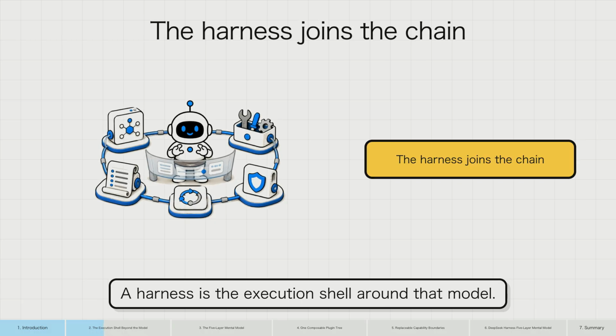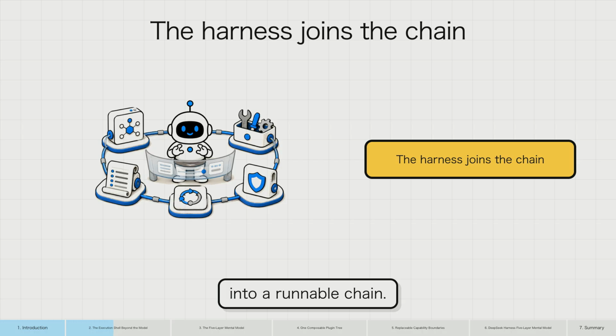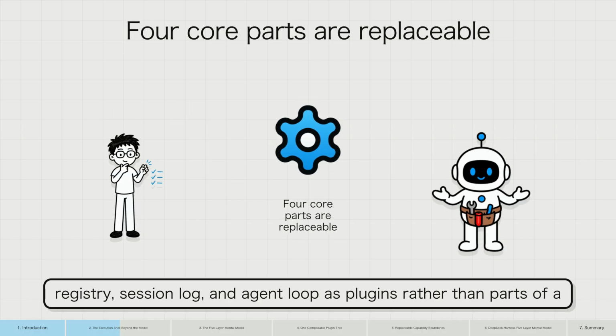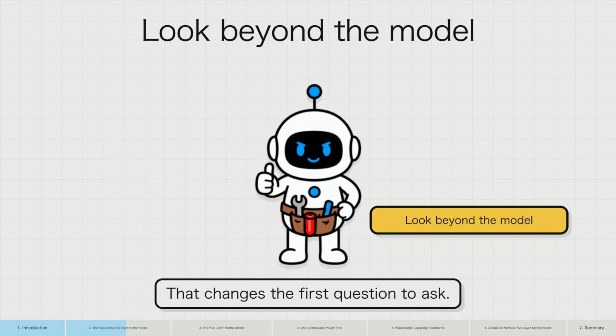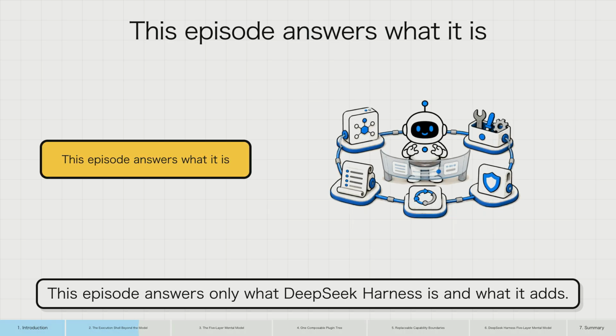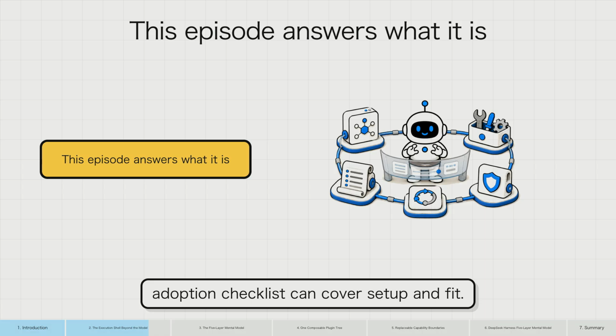A harness is the execution shell around that model. It connects model requests, tool calls, state changes, and human control into a runnable chain. The DeepSeek harness architecture documents treat the model adapter, tool registry, session log, and agent loop as plugins rather than parts of a privileged core. That changes the first question to ask. Do not stop at which model is installed. Inspect which runtime loop, capabilities, state, and controls surround it. This episode answers only what DeepSeek Harness is and what it adds. A separate source reading map can explain implementation, while a separate adoption checklist can cover setup and fit.